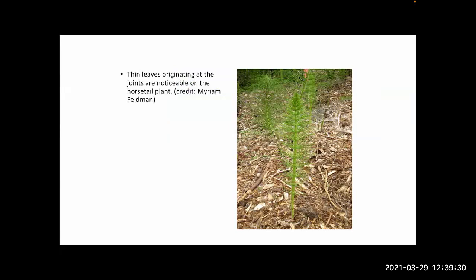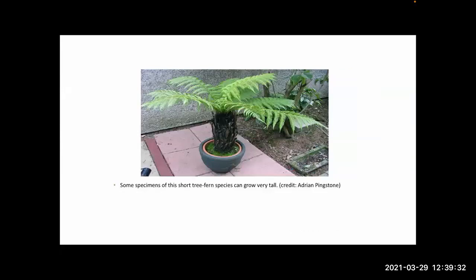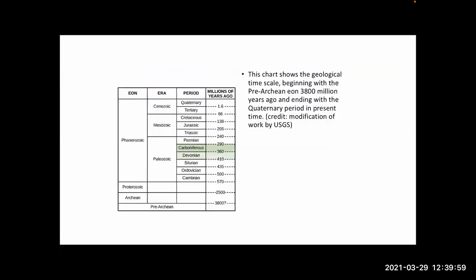Pretty cool looking. And here is actually a tree fern species that can grow really tall. This is what I think about when I think of those images with the giant insects and the animals from 300 million years ago roaming around these fern and mossy landscapes. So this is the tall tree fern that you would see drawn in those images. Again, this is from the Carboniferous period, when these would have been dominant.